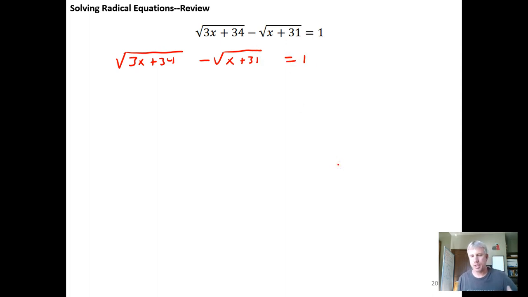So the thing that you want to do is to isolate one of the two radicals, and it doesn't matter which one you isolate, but it must be completely isolated. So for example, I could add this radical to both sides. It's being subtracted, so I do the opposite of that. I go ahead and add it to both sides. So I wind up with 1 plus the square root of x plus 31 on the right hand side. And when I do that, that's going to leave me with just the square root of 3x plus 34 on the left hand side. And at this point, this radical has been completely isolated.